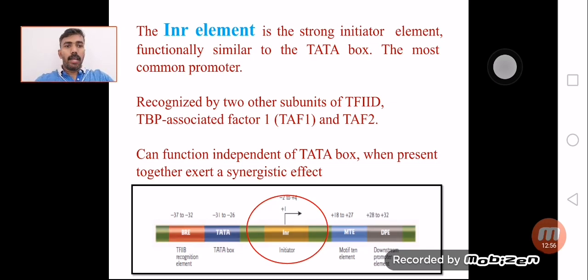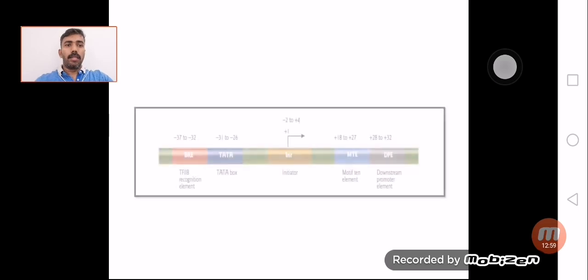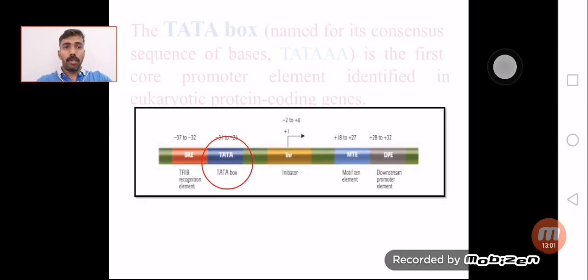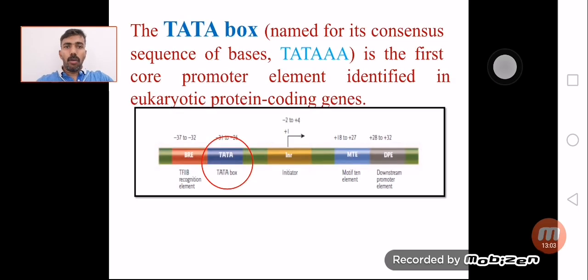So that's about the INR element. Then the second one we are discussing is the TATA box itself. And this is the first core promoter element identified in a eukaryotic system. The consensus sequence is TATAA, hence the name TATA box.